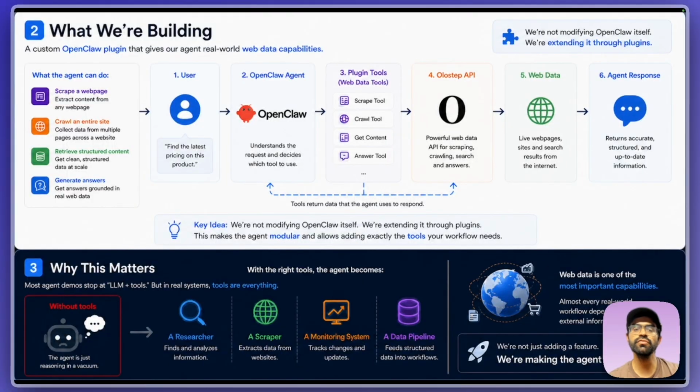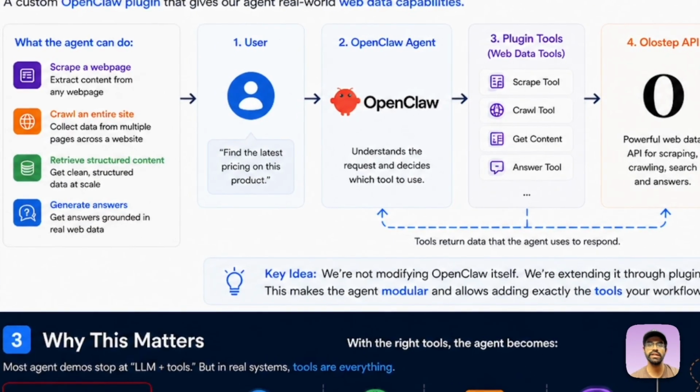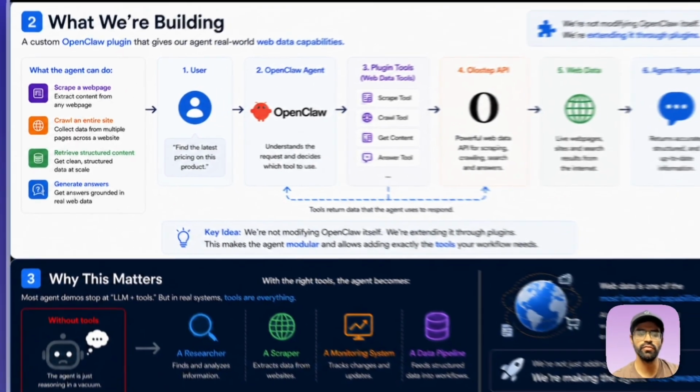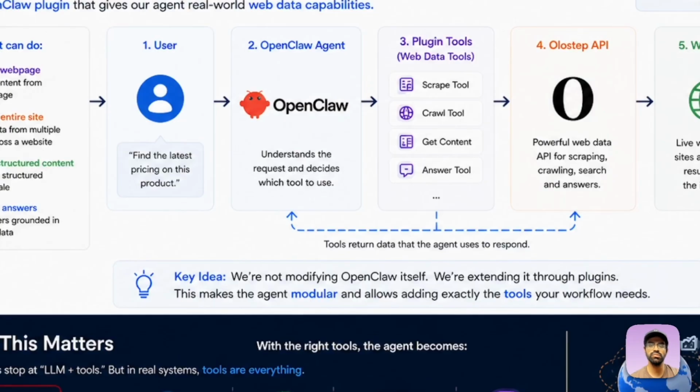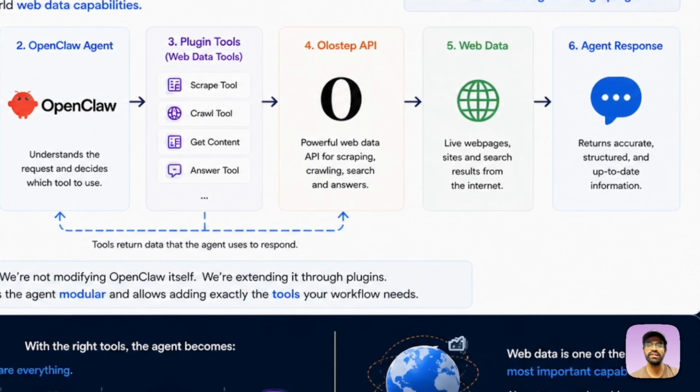So let's start with what we are actually building. We're building a custom OpenClaw plugin that gives our agent web data capabilities. Here's what that means in practice. You ask the agent a question. Instead of guessing or hallucinating, the agent can scrape a web page, crawl an entire site, retrieve structured content, or generate answers. So the flow would be the user asks the question, the OpenClaw agent then uses the plugin tools and calls the Olostep API, which fetches the web data, and the agent finally generates a response.